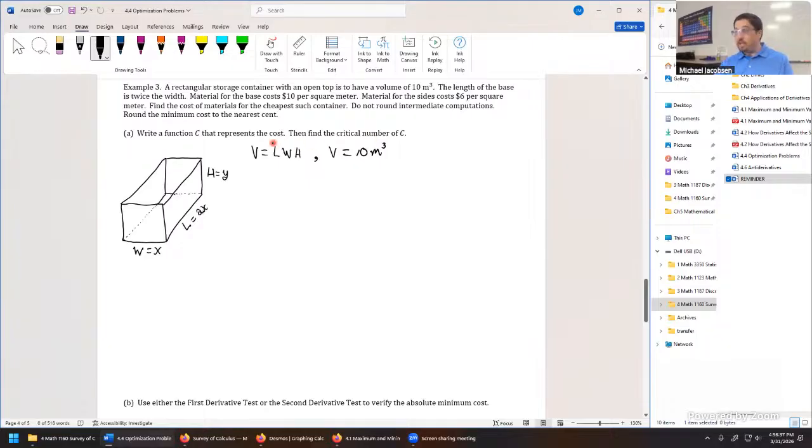We have a formula, and so now we can say volume is the length, 2x, times the width, just x, times the height, just y. And then, once again, volume is 10 cubic meters. So on the left-hand side here, we can substitute in 10 meters cubed equals 2x squared times y.